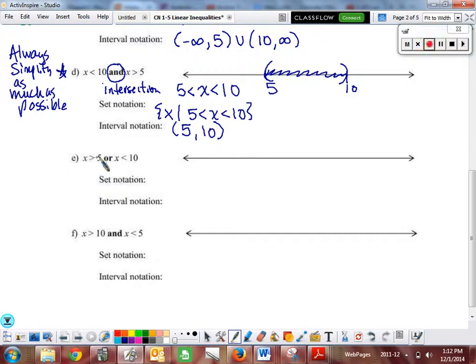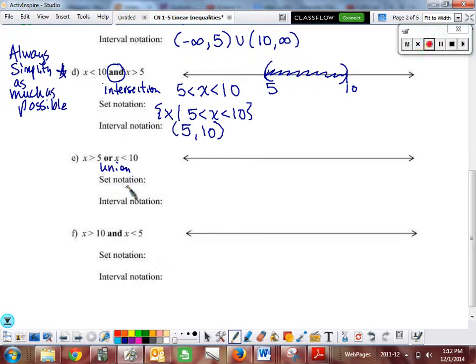Now I have x greater than 5 or x less than 10. What's or mean? Union. So now I'm doing the union, and so if I shade everything greater than 5, and then I shade everything less than 10, and I'm doing the union of them, what set is that? That's all real numbers. That's negative infinity to infinity.